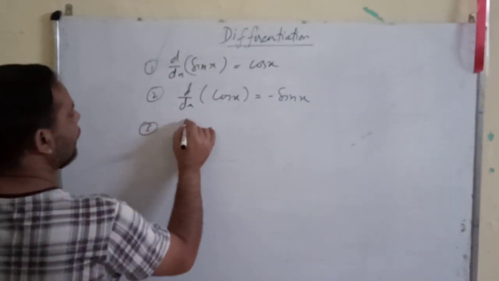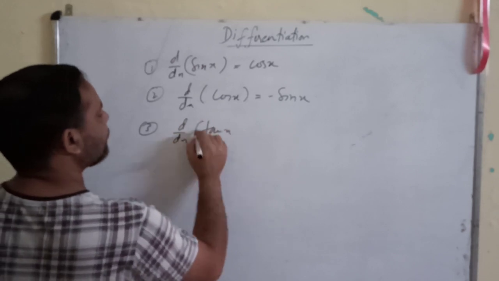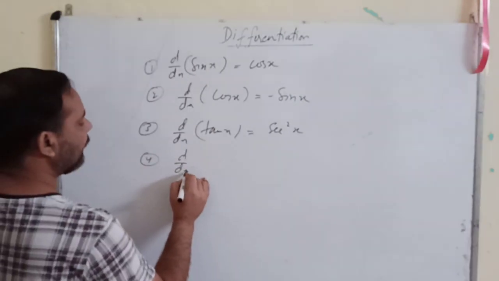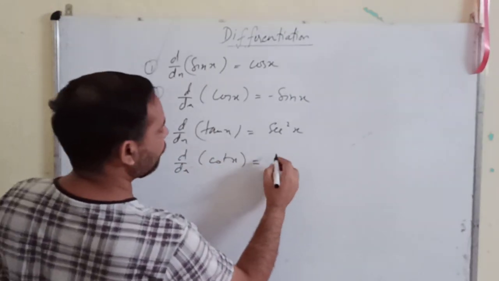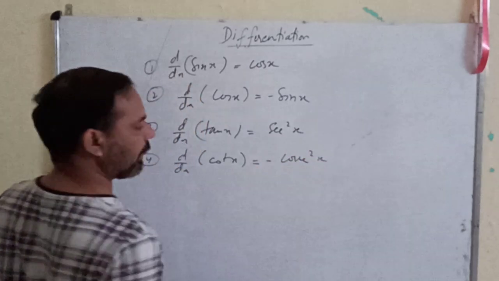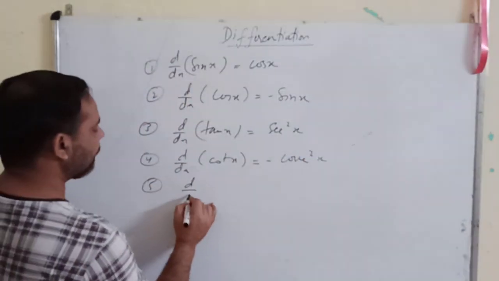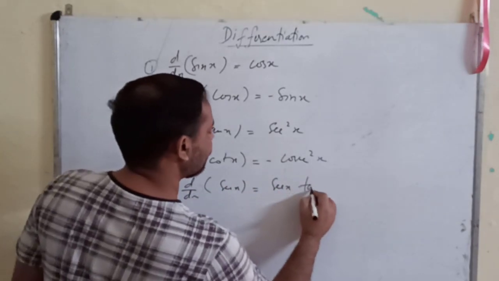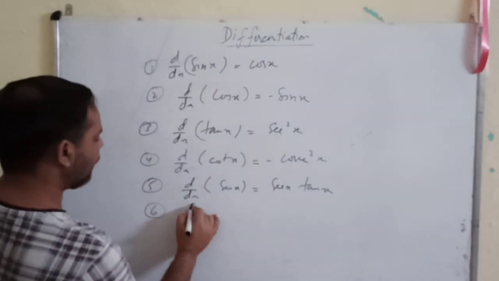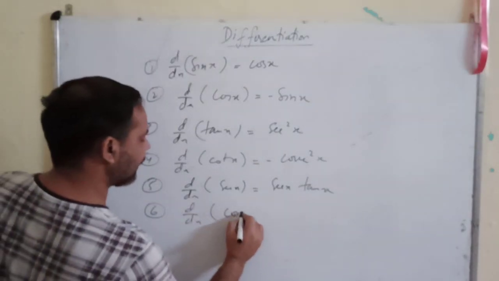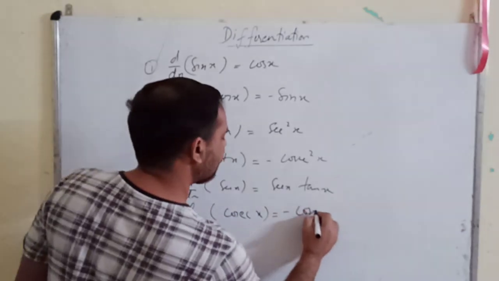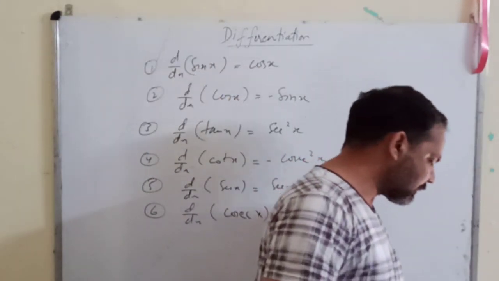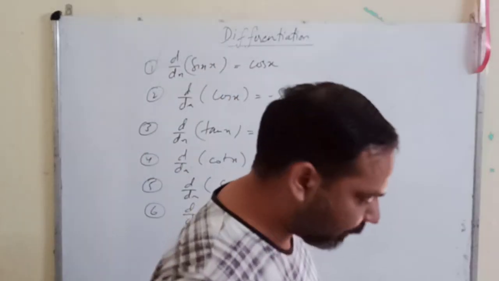Then third is d by dx of tan x equals sec square x. Then fourth, d by dx of cot x is equal to minus cosec square x. Then d by dx of sec x equals sec x tan x, and d by dx of cosec x equals minus cosec x cot x. These are the derivatives for the trigonometric functions.